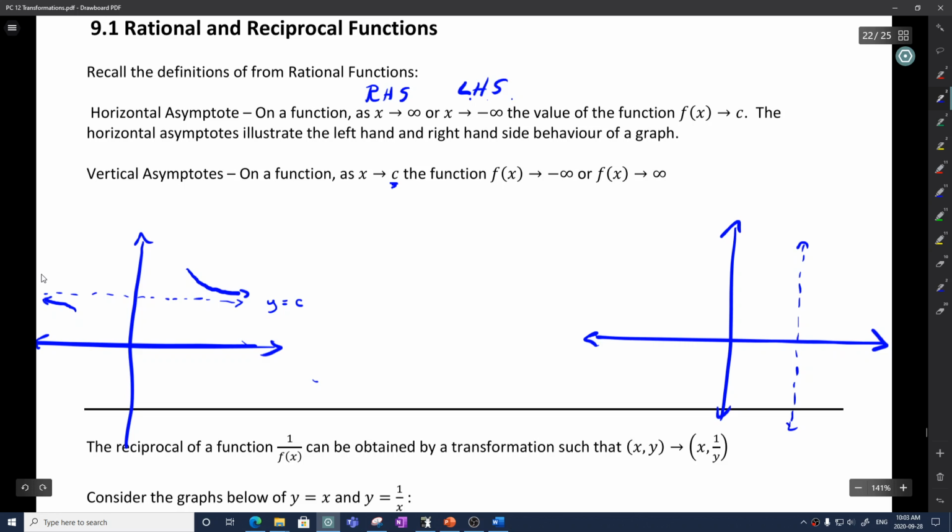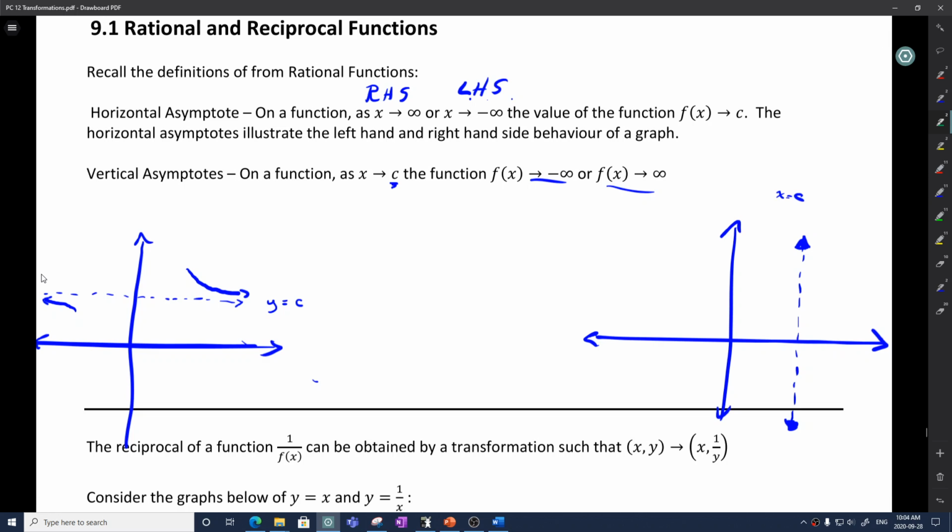And you may recall from last year that generally, where do vertical asymptotes occur? At the restrictions of the function or the non-permissible values. On a function, as x gets towards some constant c, and I'm just going to say this would be x is equal to c, it's a vertical line. The value of my function, the y values, go to positive infinity or negative infinity. Which one? I have no idea. Depends on the function.